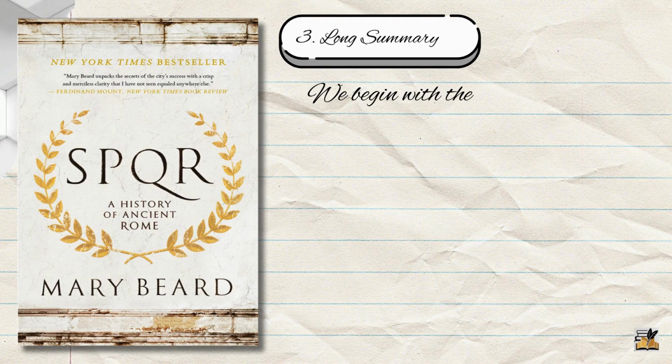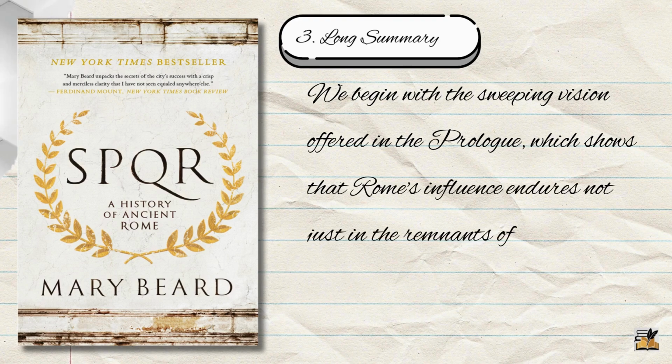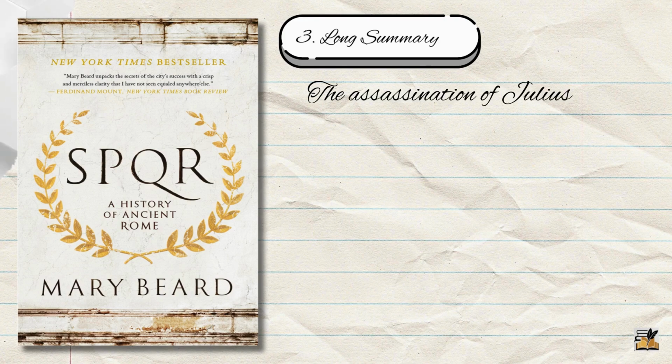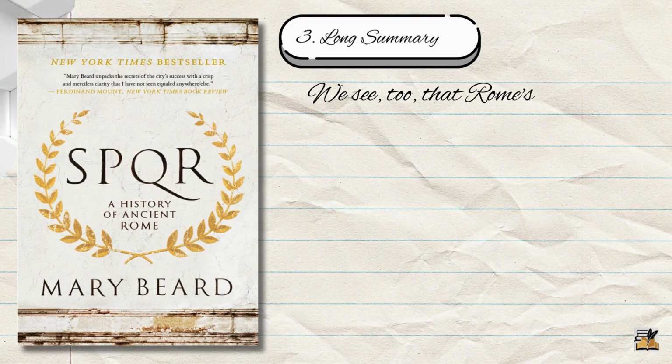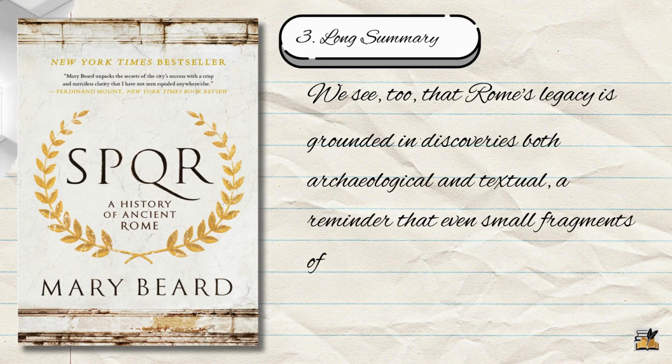We begin with the sweeping vision offered in the prologue, which shows that Rome's influence endures not just in the remnants of its architecture and artifacts, but in modern political and cultural frameworks. The assassination of Julius Caesar features as a defining historical moment, often invoked as a cautionary tale about power and tyranny. We see too that Rome's legacy is grounded in discoveries both archaeological and textual, a reminder that even small fragments of ancient life can reshape our understanding of the past.